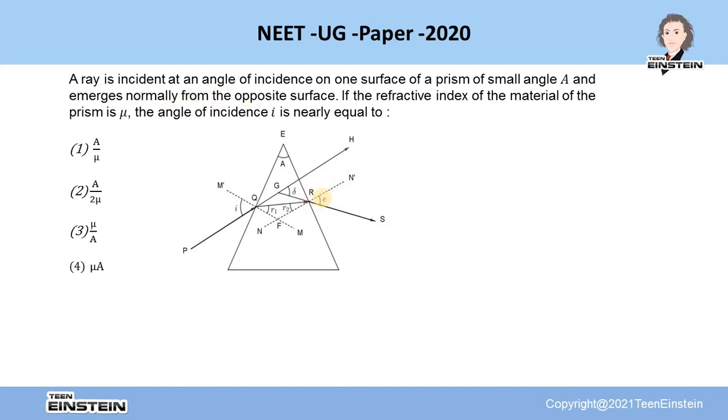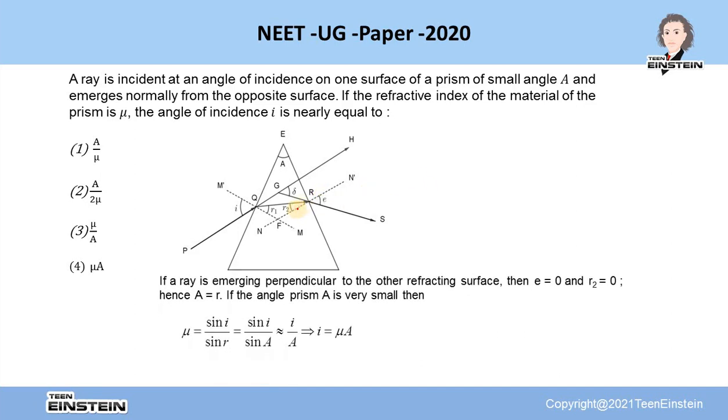So if the ray has to emerge from the opposite surface normally, that means both R2 and E will be equal to 0. Again, from geometrical point of view, we can show that angle of prism A, this one, will be equal to R1 plus R2. Now if the ray is emerging normally from the opposite surface or the second interface, then R2 is 0. If R2 is 0, then we can write A is equal to R1. Let us say this is R.